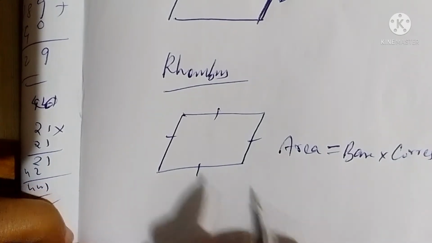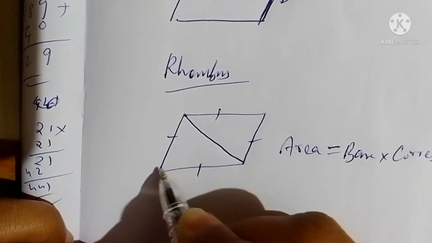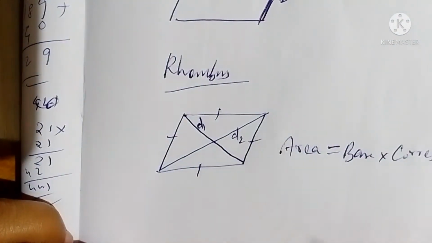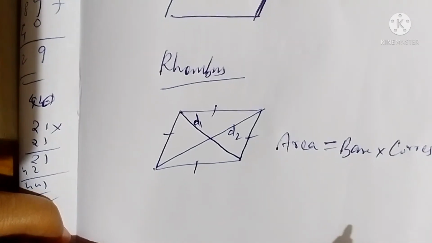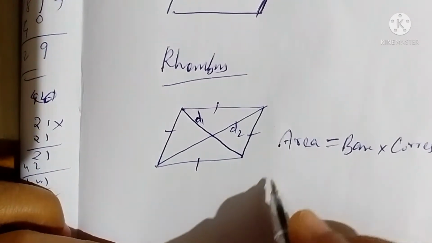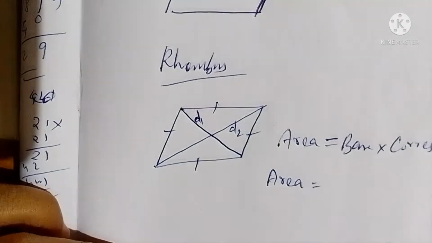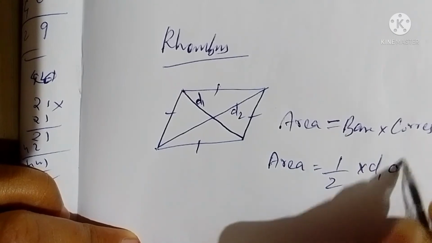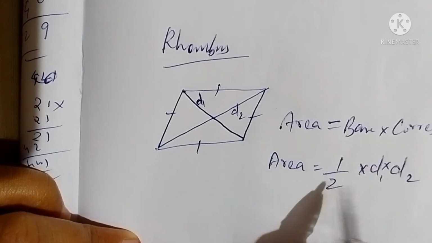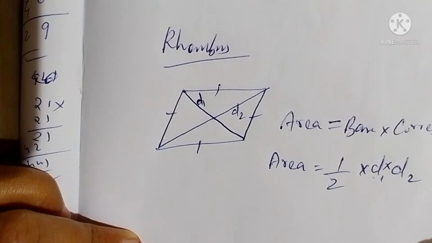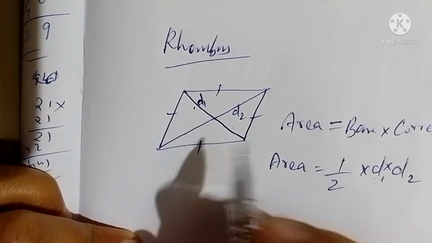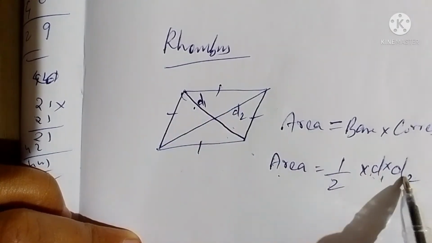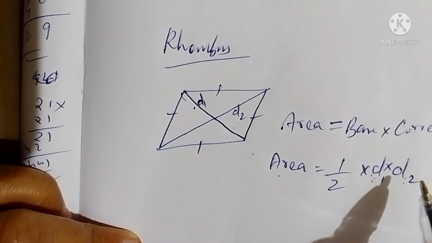Now there is another formula. If the two diagonals of a rhombus are given, let us take one diagonal as D1 and the second diagonal as D2. If the two diagonals are given, we can use this formula for finding the area: area equals half into D1 into D2, half into the product of its diagonals, where D1 and D2 are the lengths of the two diagonals.